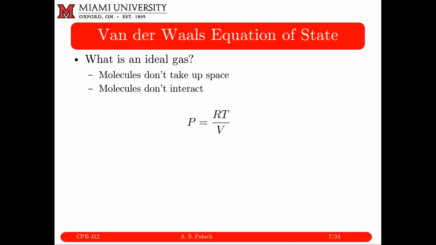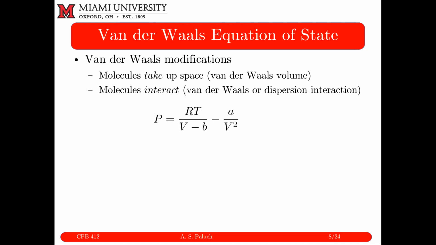So an ideal gas is described by the ideal gas equation of state. Here I have it written as P is equal to RT over V, where I remind you again that V is the molar volume. Van der Waals started essentially with the ideal gas equation of state, and he said, well, that's great, but molecules take up space and they interact. And so this general physical notion led to this modified equation.